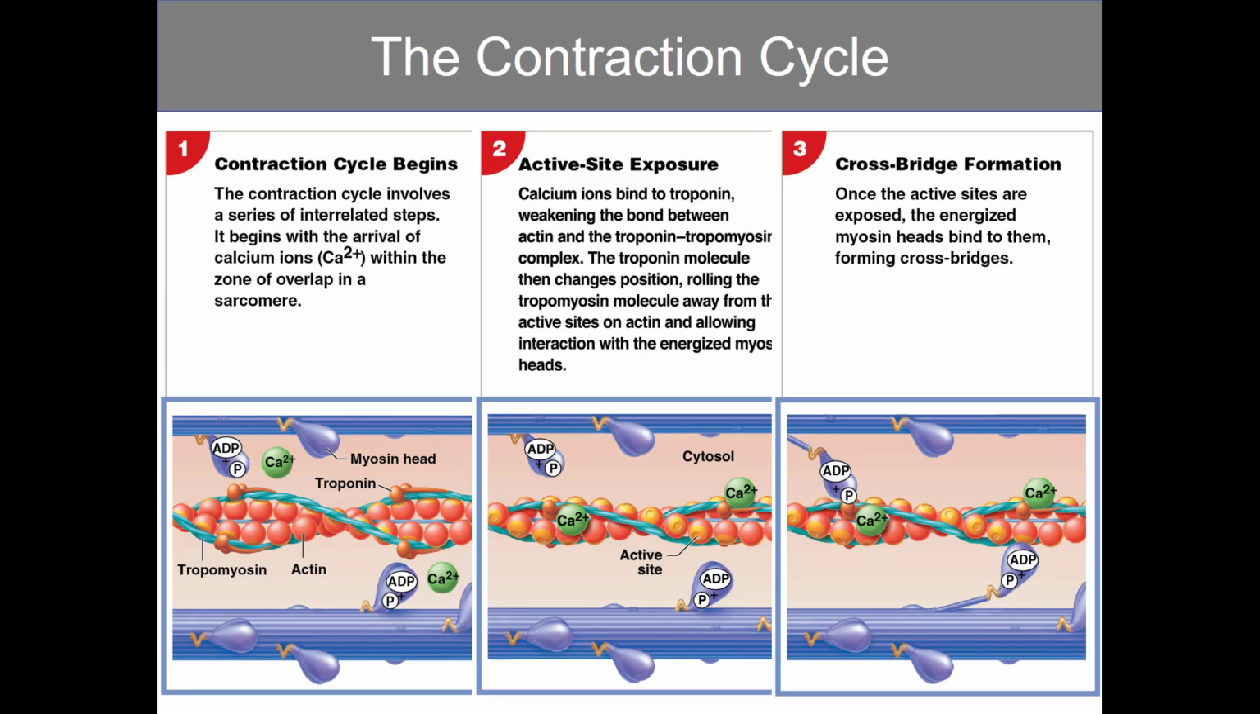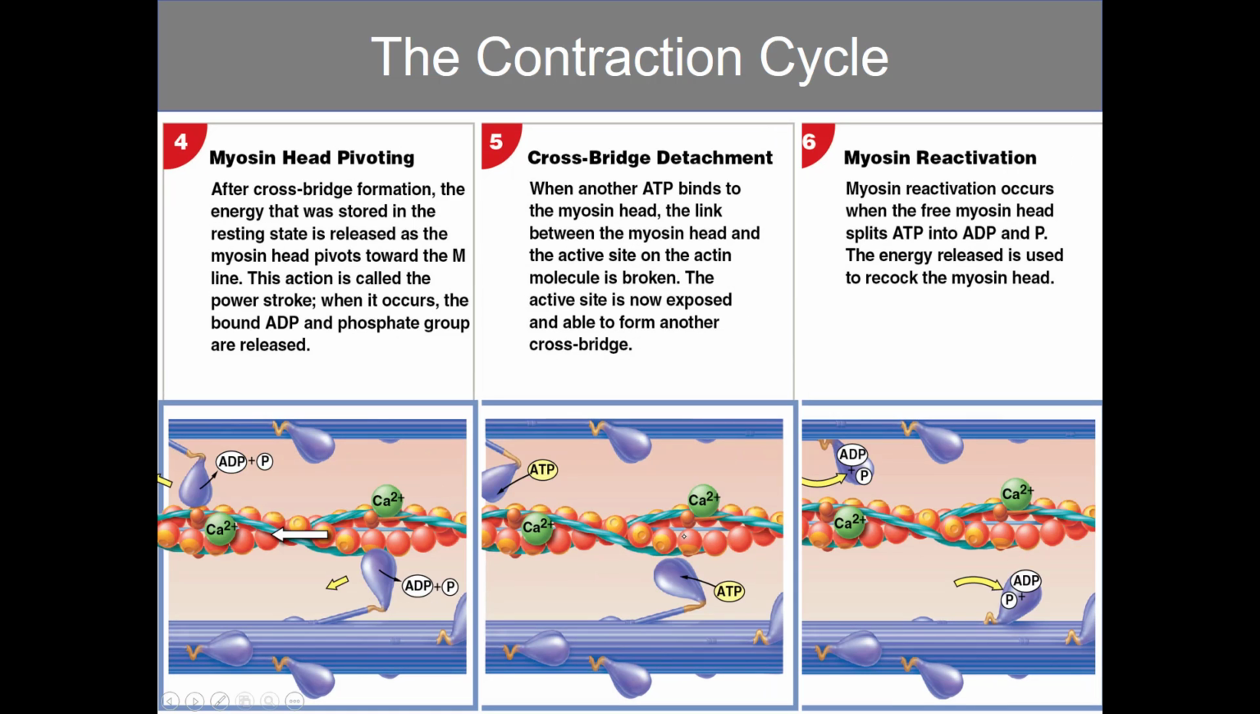Step 2, active site exposure. Calcium binds troponin, and that causes the troponin-tropomyosin complex to change position, change shape. In doing so, it's going to expose these active sites on actin. These active sites are also called the myosin binding sites.